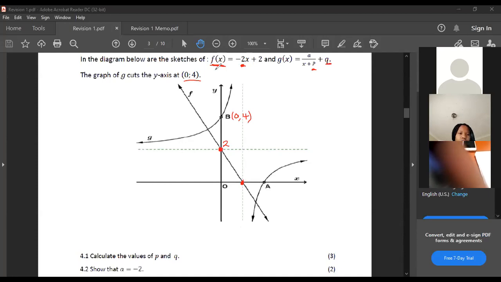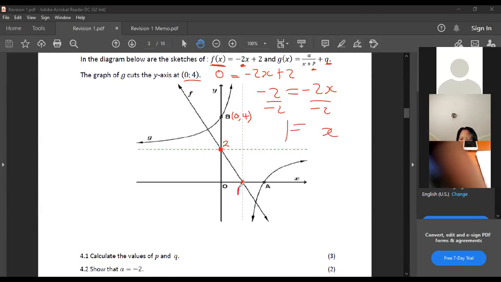Right. If y is 0, to get the x-intercept, y is 0. So it will be 0 is equal to minus 2x plus 2. Then transpose the minus 2. Minus 2 is equal to minus 2x, divided by minus 2, divided by minus 2. X becomes what? X becomes 1. That means here x is 1.